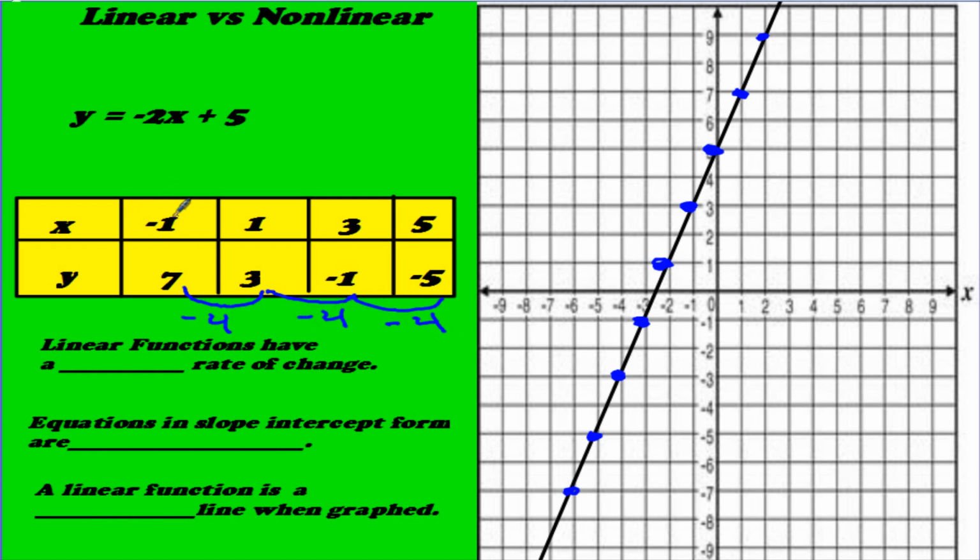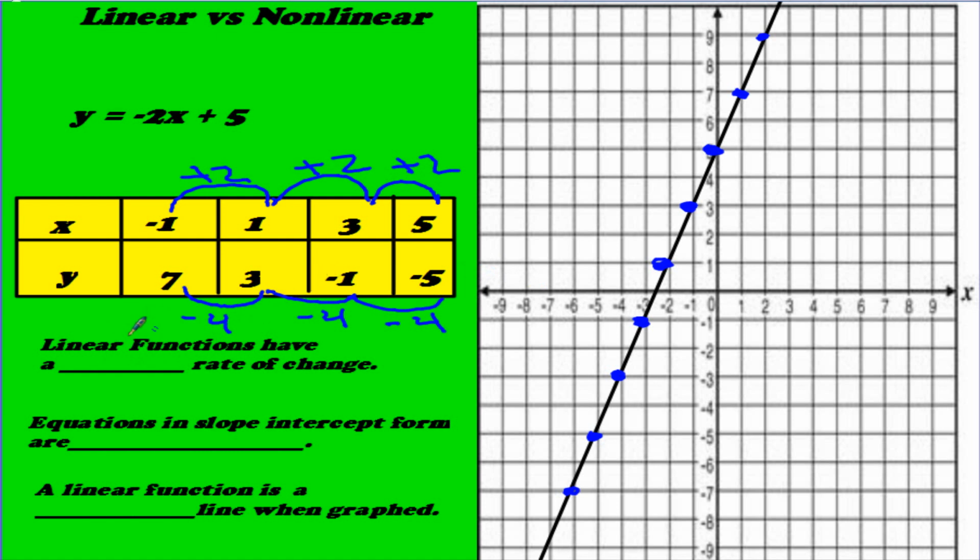So let's look at our input values. Negative 1 to 1, that's a difference of plus 2. 1 to 3, again, plus 2. And 3 to 5 is, again, plus 2. So when I look at my output, the rate is exactly the same. Then I look at my input. It's exactly the same throughout the entire table. So in this case, that's called a constant rate of change. It's constant, the exact same.